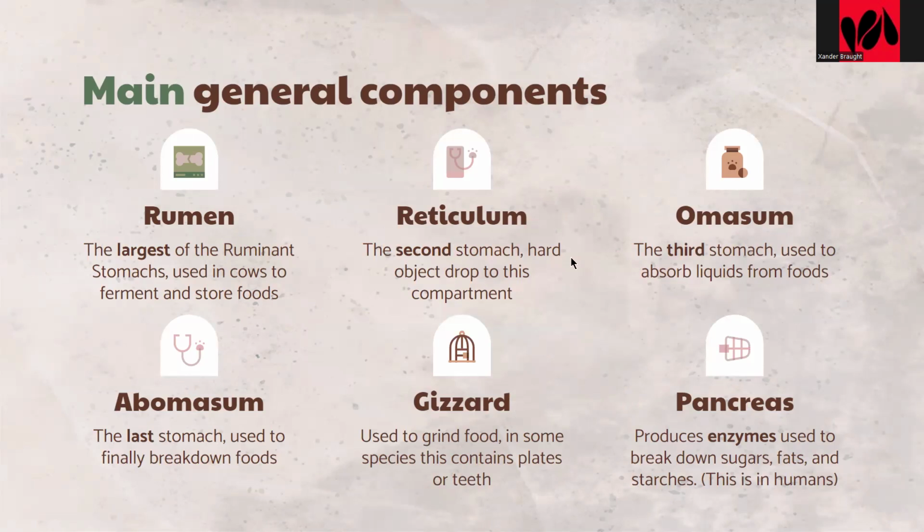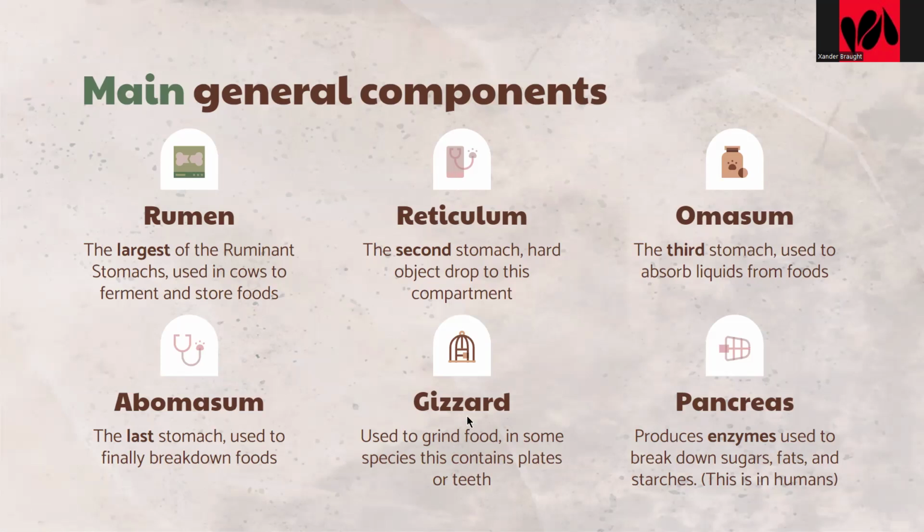The second stomach, hard objects. This can actually cause infections if they eat metal and it goes to this. You'd need special treatment for your cows, but yes, this is the reticulum. Omasum, which is the third stomach, used to absorb liquids from the food. Abomasum, the last stomach, used to finally break down foods and turn it into nutrients, take the nutrients and turn it into energy and take sugars and all that good stuff.